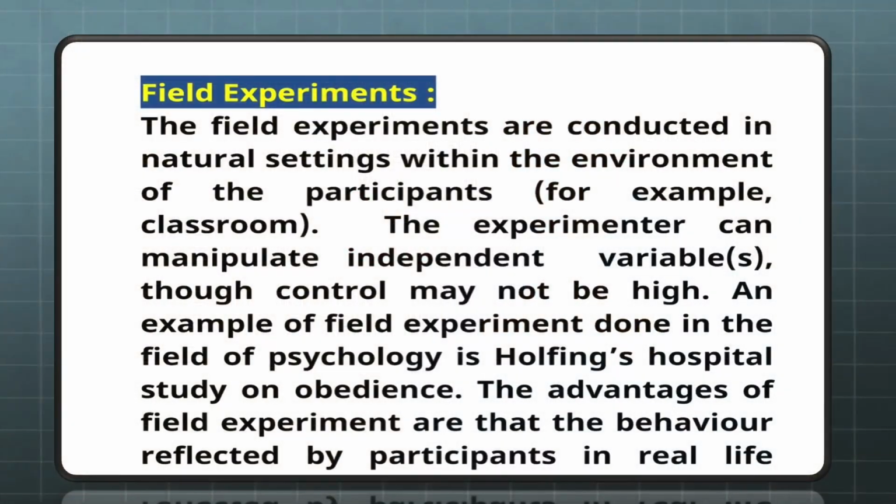The experimenter can manipulate independent variables, though control may not be high. A little bit of control you have, but rigorous control is not possible. Clear? Rigorous control is not possible, randomization is not possible, elimination cannot be there, but a little bit of control you can do. An example of a field experiment done in the field of psychology is Hofling's hospital study on obedience.